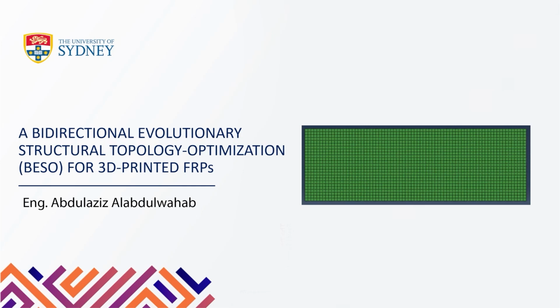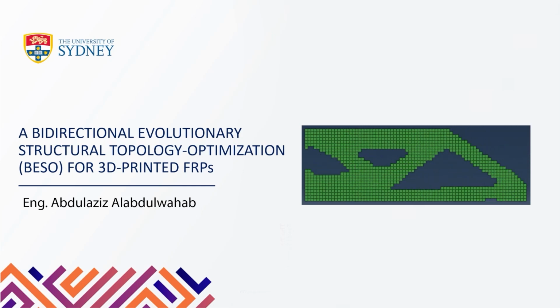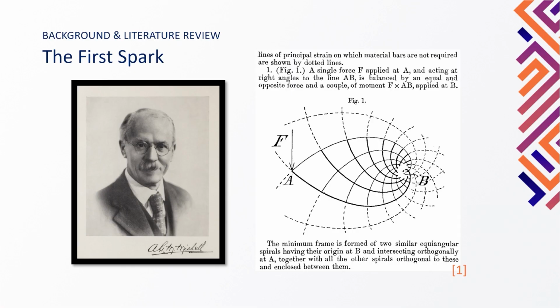Hi everyone, in this presentation I will give a brief summary of my research about bidirectional evolutionary structural topology optimization for 3D printed FRPs. To talk about topology optimization, I must take you back to the first spark for structural optimization. In 1904, the Australian engineer Anthony Michell wrote an ingenious paper with the title Limits of Economy of Material in Frame Structures. He basically developed a new way of identifying the optimal configuration of a truss, how to use less material for better performance.